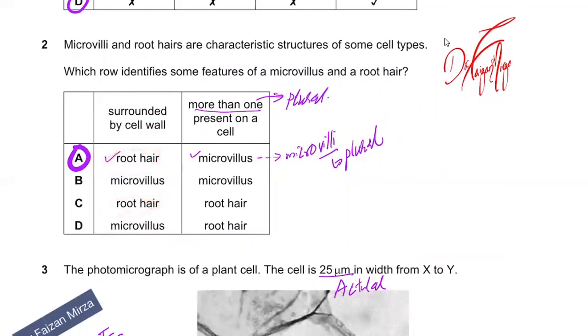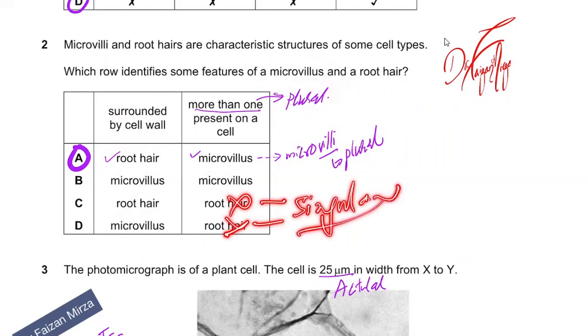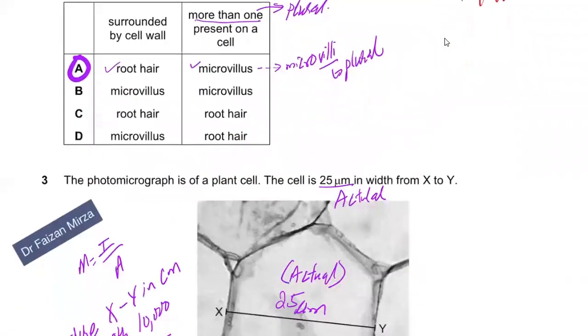Then coming to more than one present on the cell, we know that they are asking about microvilli. Microvilli is plural and means more than one on a cell. So you can just see that yes, present more than one. They are asking about plural. Microvilli are plural and more than one. So yes, that's the answer. Root hair cell is a singular term. So we can't choose this for more than one because each plant cell is having one root hair cell. So our answer will be A.